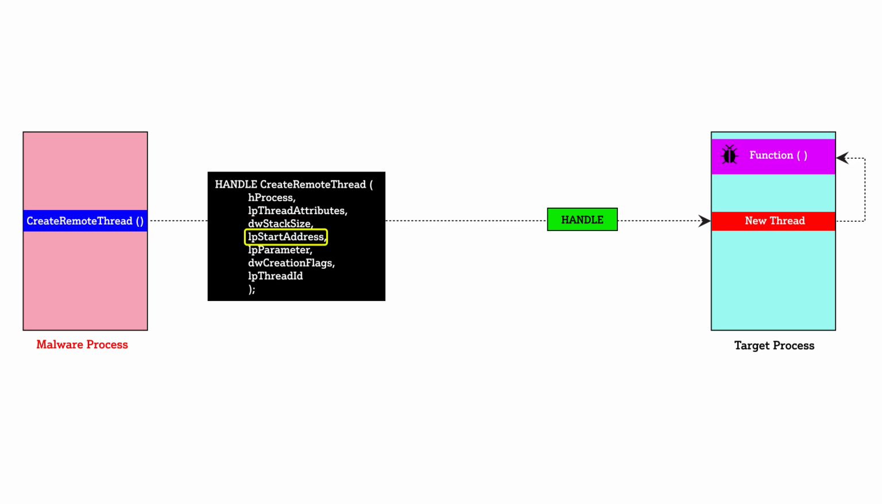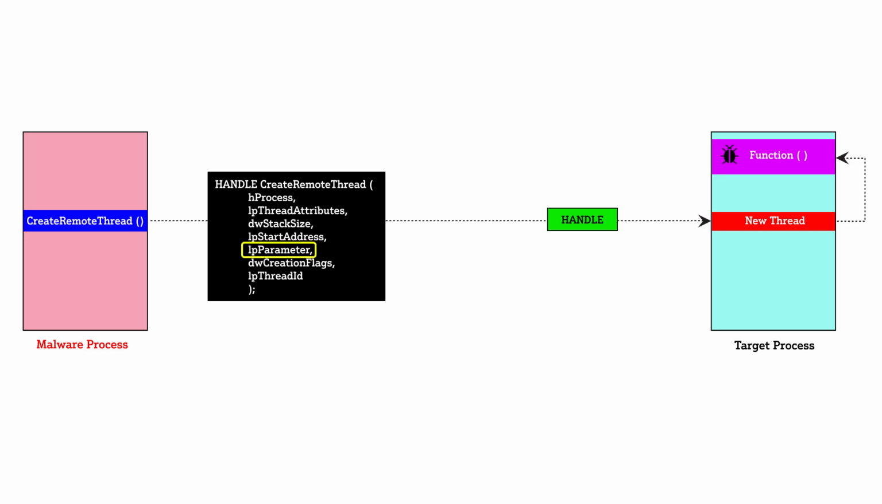Now, lpStartAddress is very important. This is the address where the thread will start executing. In simple terms, we are telling Windows, hey, when you create this thread, start running code from this memory address. This address must be inside the target process's memory. If you have injected a DLL or shellcode into a remote process, you provide the address of that code here. This is where the magic happens.